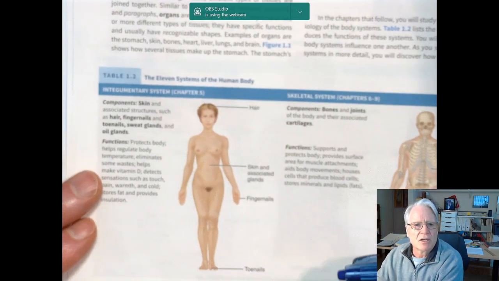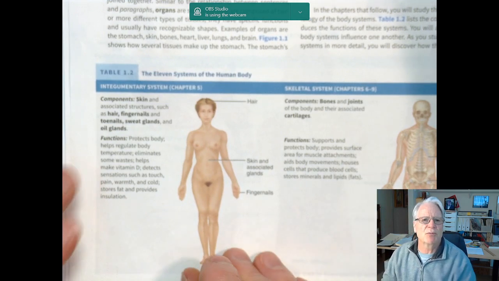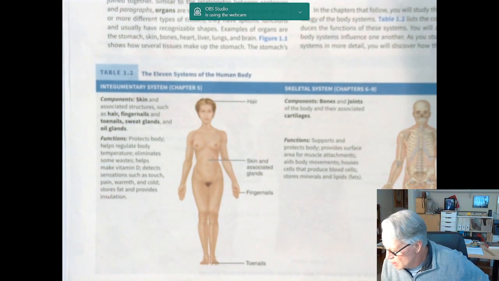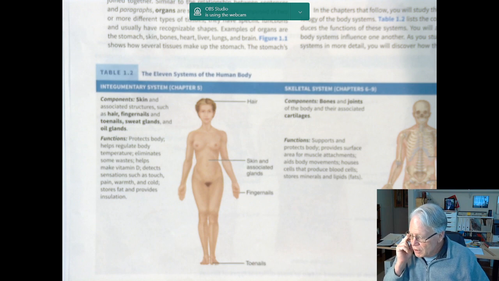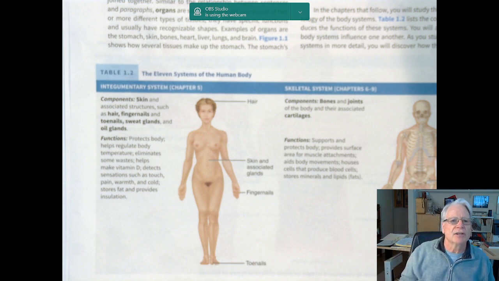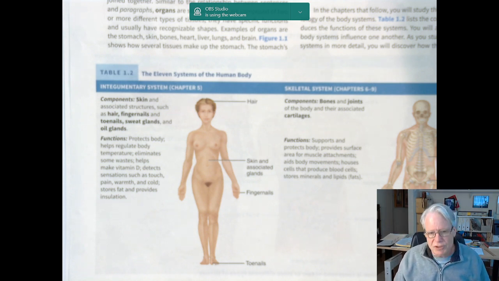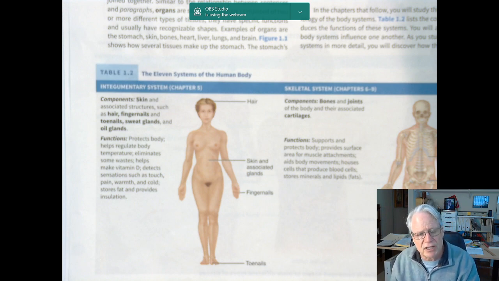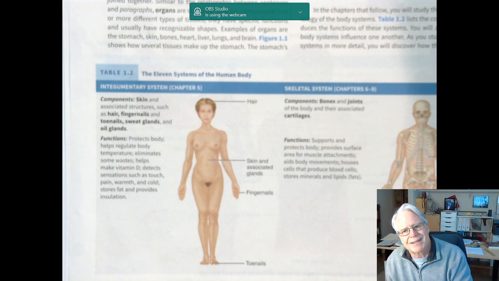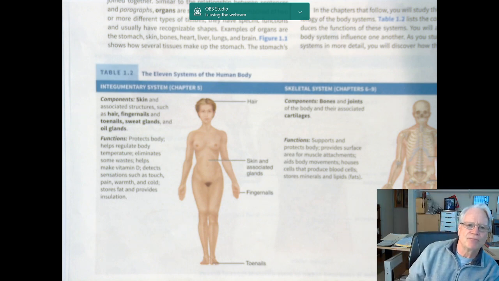Okay. So the first system that your textbook lists, and this is in chapter 1 and page 4, there is a list and a short description of what they do. Now, your textbook is using the word function, and when you see that word, I want you to translate that into how this system operates to maintain homeostasis in the human body. So let's begin with the integumentary system.